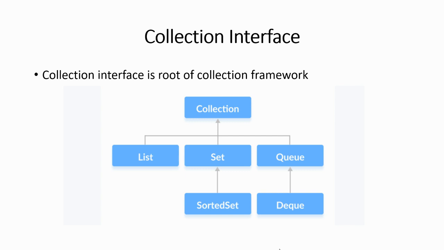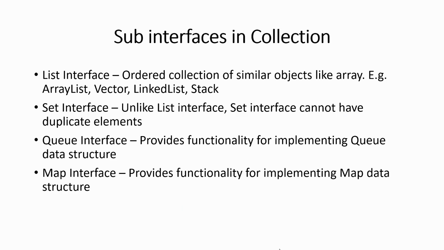There is also a separate map interface, which you will see. But the collection interface looks something like this. Also, what are the sub interfaces in collection? There are various sub interfaces. The first one is the list interface.